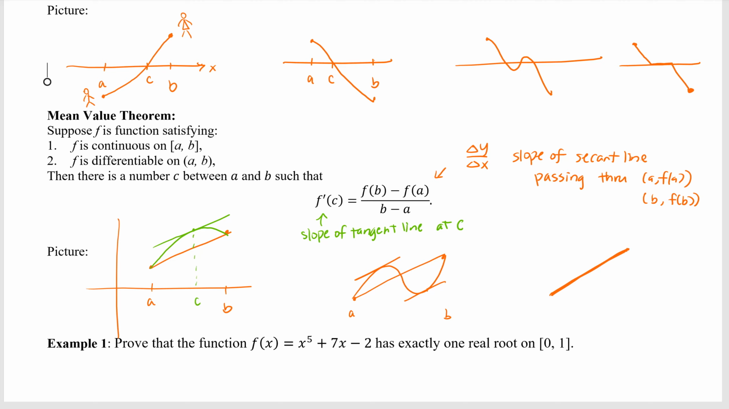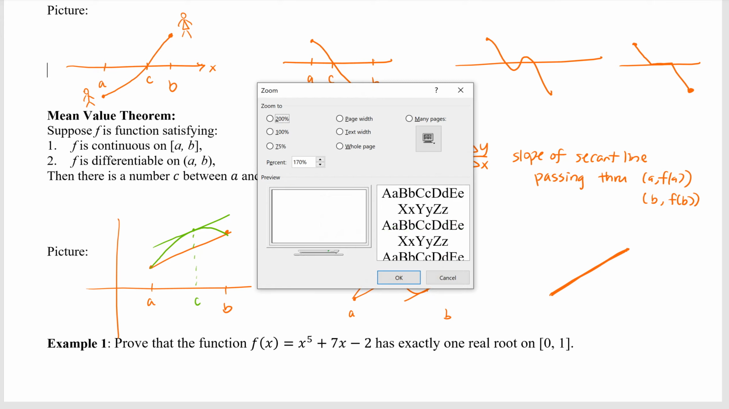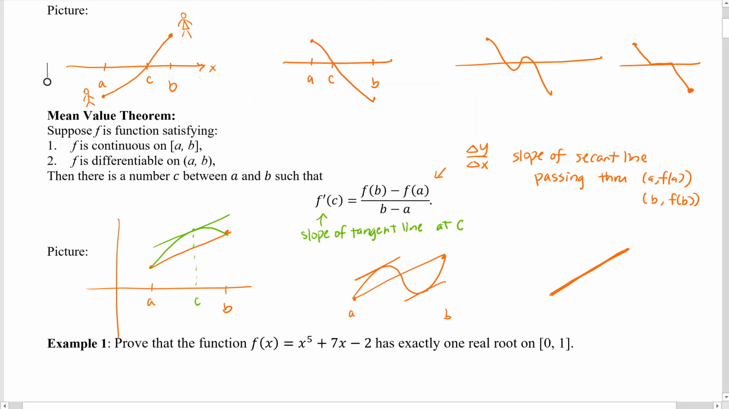Right? And we don't know where the c is. It really depends on the function f, okay? We don't know the location of c, but we know there exists at least one c such that the slope of the tangent line at the point c equals the slope of the secant line passing through the two endpoints. So far, so good, everybody?